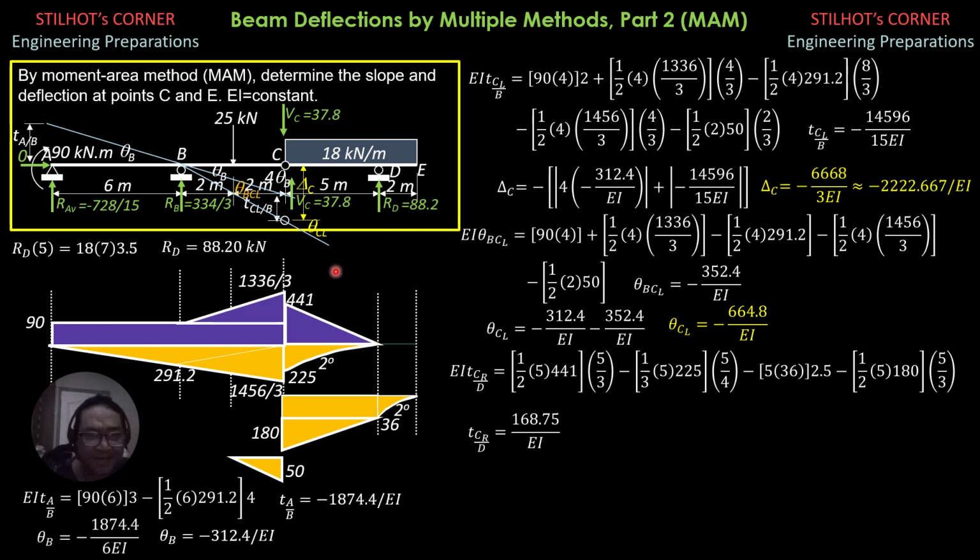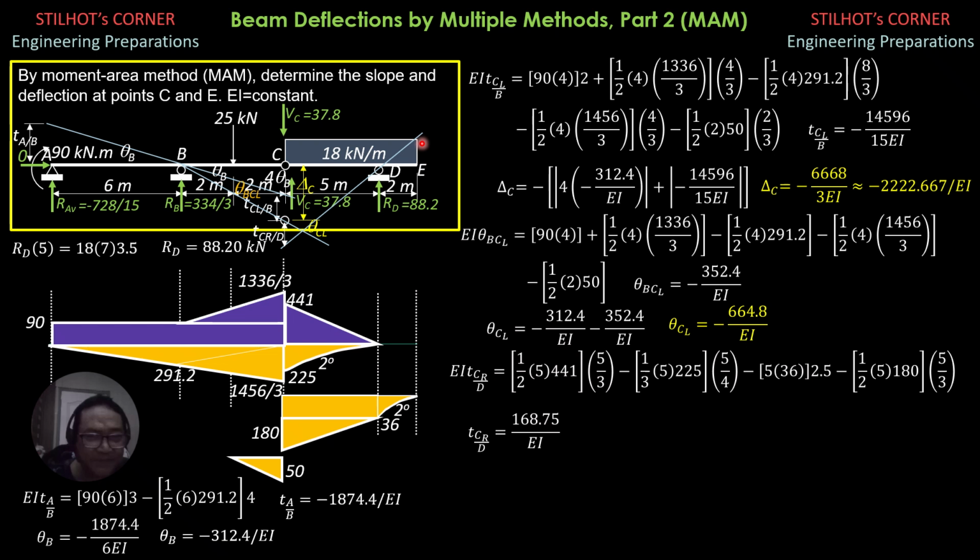Positive means the final position of C is above the reference tangent at D. So if this is the reference tangent at D, this hinge should be above that reference tangent as shown. So this is the deviation of C right relative to D. And therefore, this theta D here can now be solved.